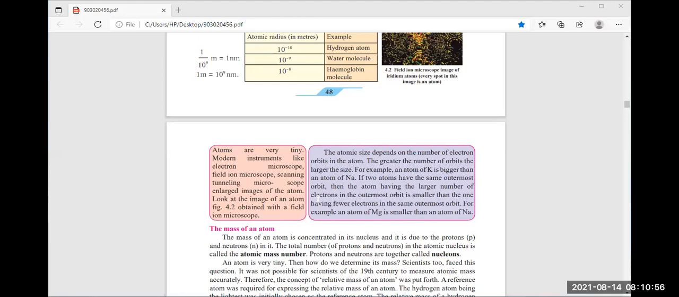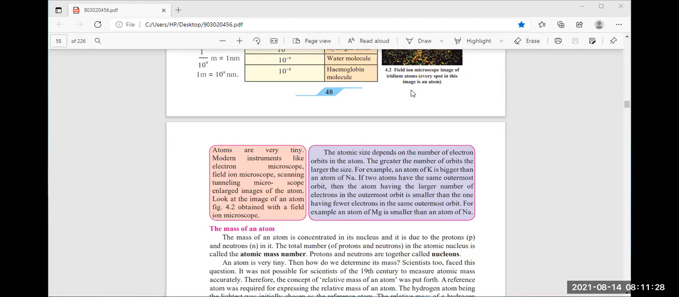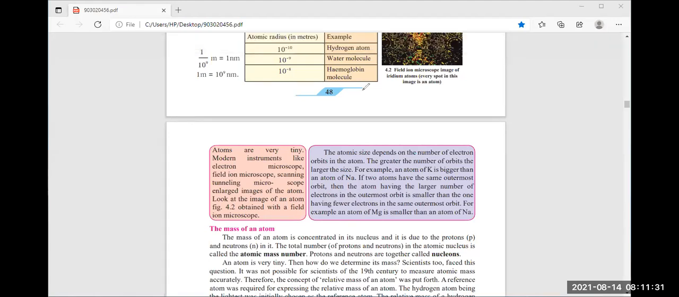Yes, last year we learned about the K shell, L shell, M shell, N shell. Yes or no? K shell: how many electrons are present in K shell? Can you tell me? 2. 2, correct. In L shell? 8. Okay. M? 18. 18. And next one, 32. 32.